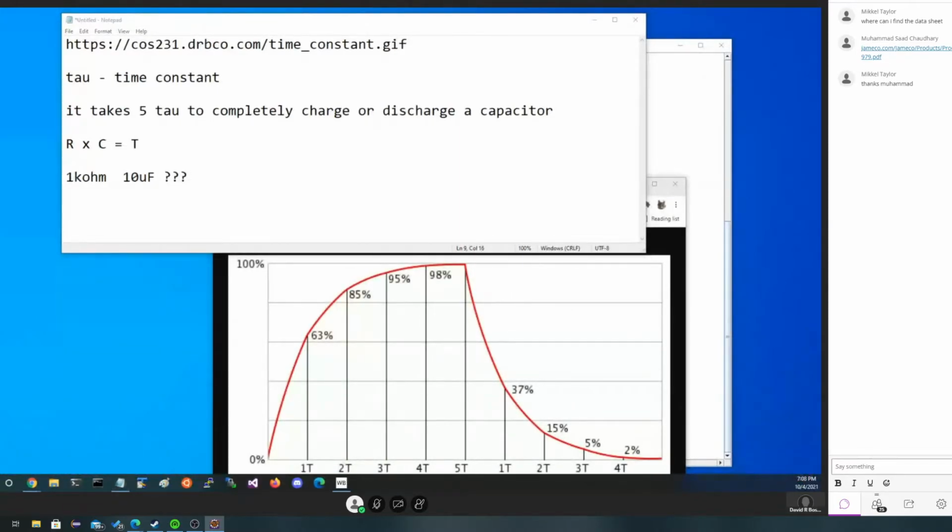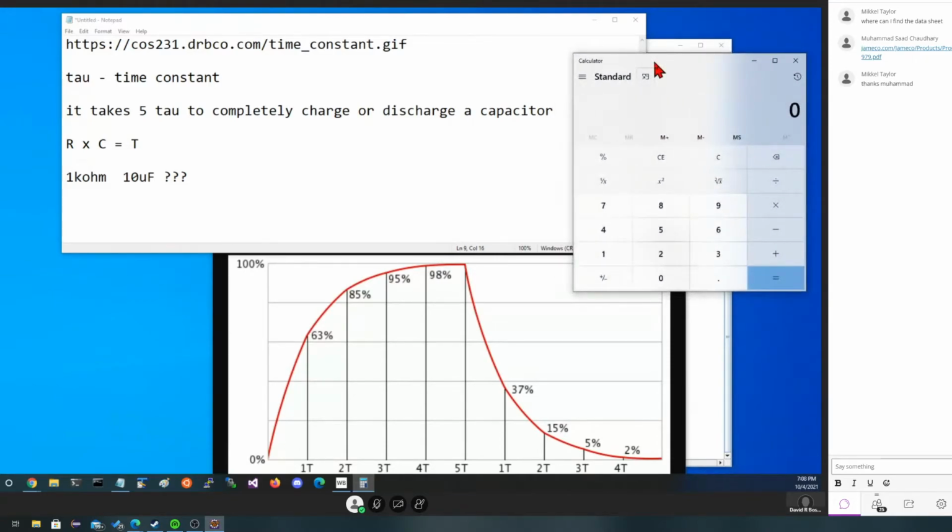Gotta find my calculator. Probably left it at the grocery store. When you have a number, put your hand up.